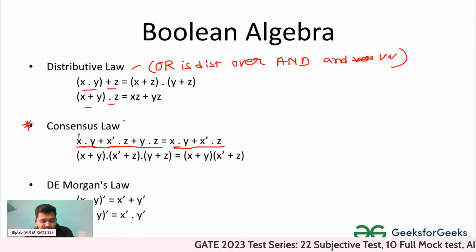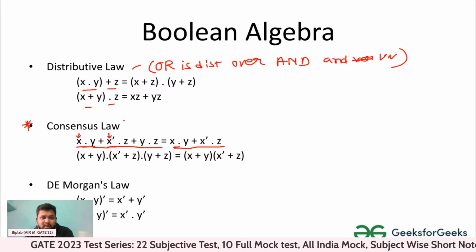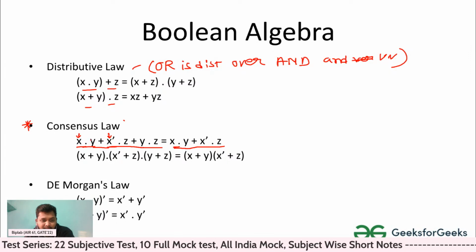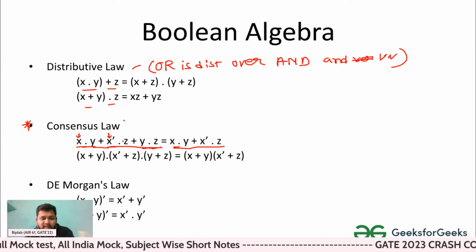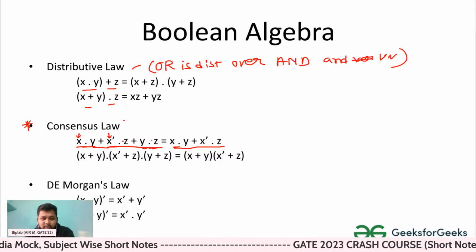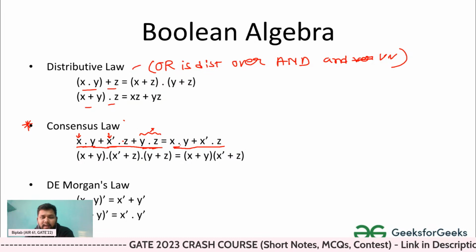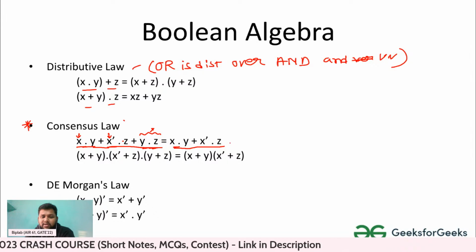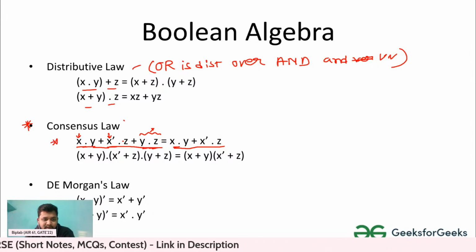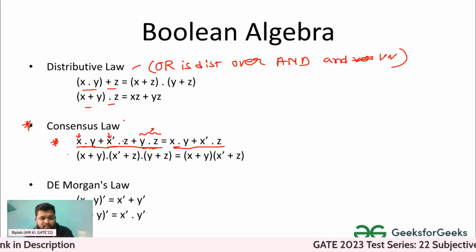That means if x is present in non-complement form, x bar is present in complement form, and the product of the other two variables, that is y and z, is present separately here, then you can discard this whole term and directly write x dot y plus x bar dot z. Okay, this is a very important formula, called the consensus law.